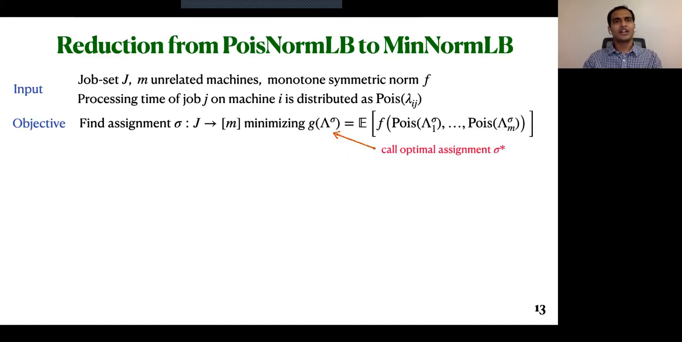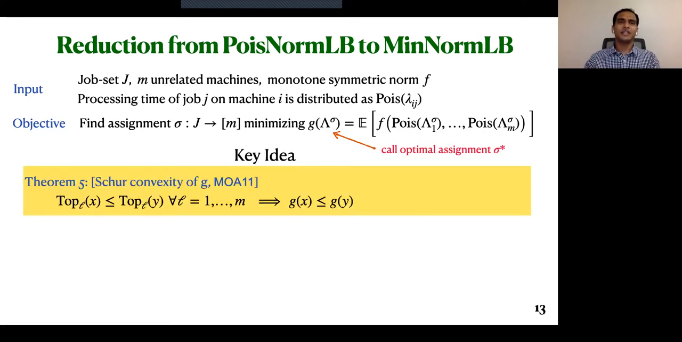Now, let's recall the problem formulation for Poisson min-norm load balancing. With the notation on the previous slide, the objective is to find an assignment sigma that minimizes the g value of the induced lambda load vector. Let sigma star denote an optimal assignment.